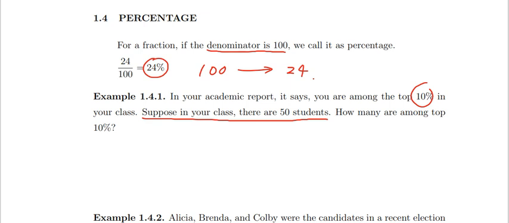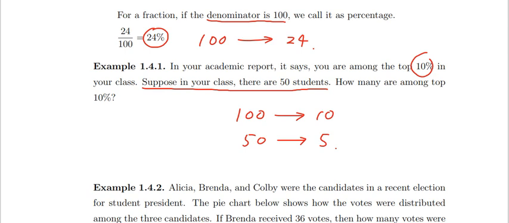So here 10% is also like that. Among 100 you have 10, so this means 10%. Then with 50, you have 5, right? So if top 10%, 5 of them are in the top 10%. We can also get the 5 this way: we just take the total number 50 and multiply by the percentage. 10% is 0.1, so that equals 5.